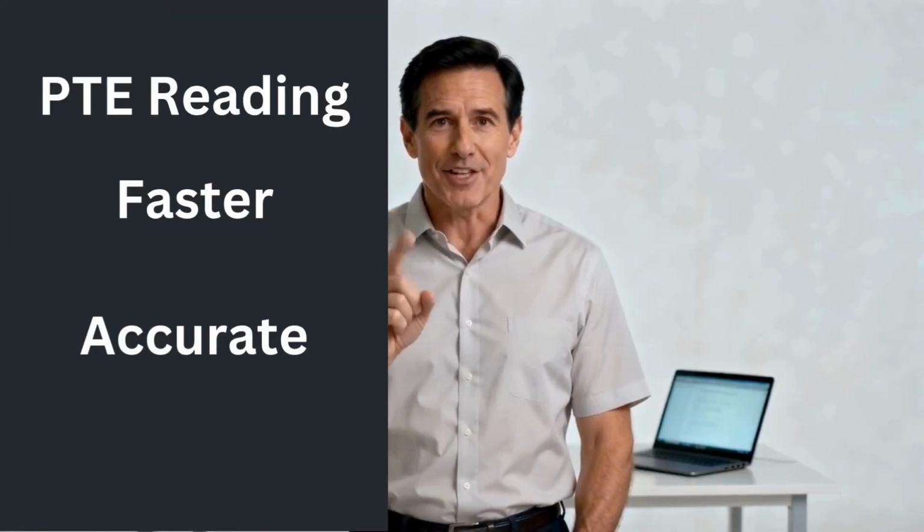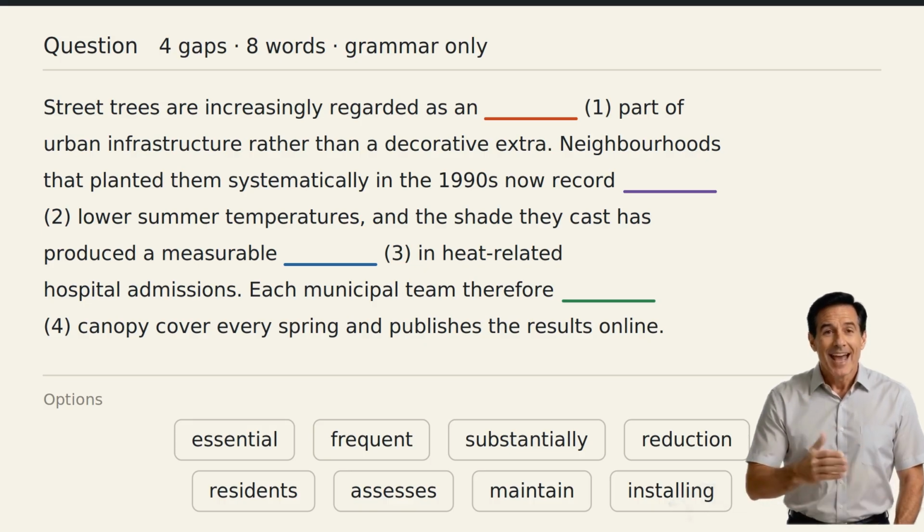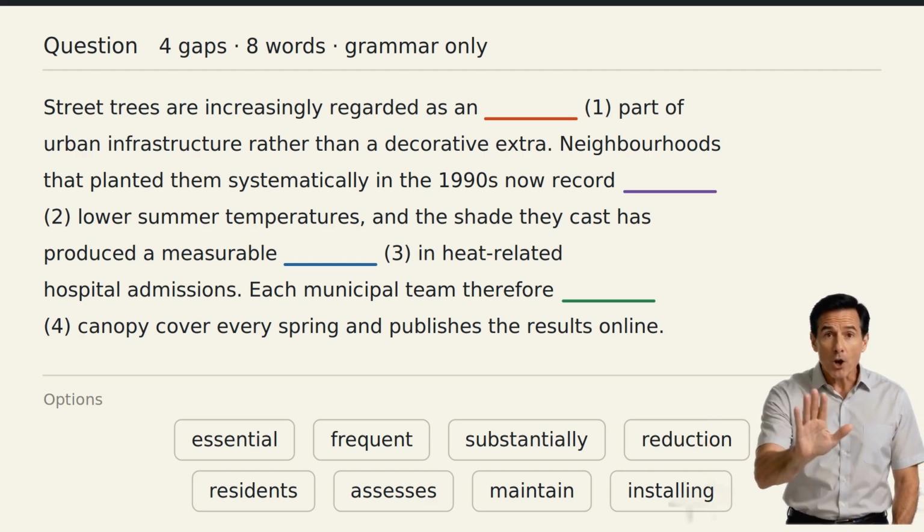How do you get faster and more accurate in PTE reading? One video. That's all you need. But before I say anything, look at this question. 4 gaps and 8 options. Pause the video right now and do it as fast as you can.